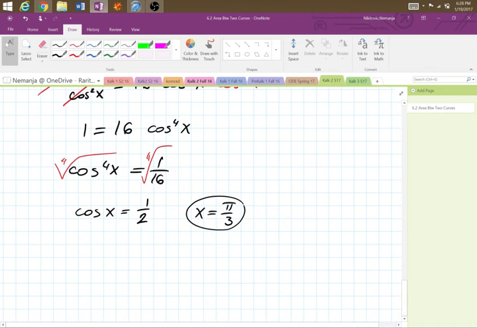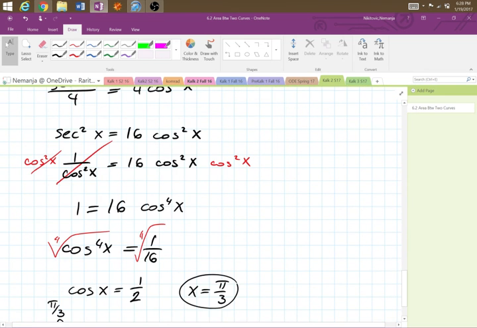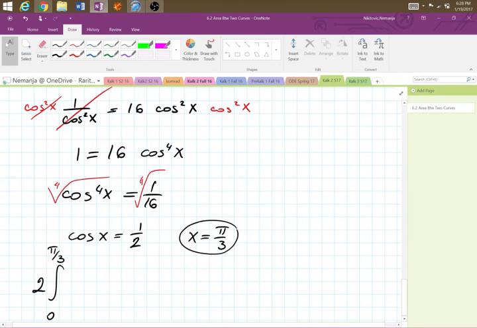So we found out that the limit of integration is pi over 3. So I'm setting up my integral. I need to integrate from 0 to pi over 3. And then I go top minus the bottom. Top function is 4 cosine squared x minus the bottom, which is secant squared x divided by 4, all of that dx.